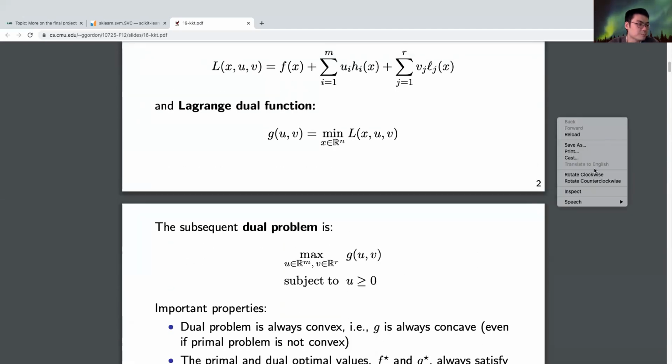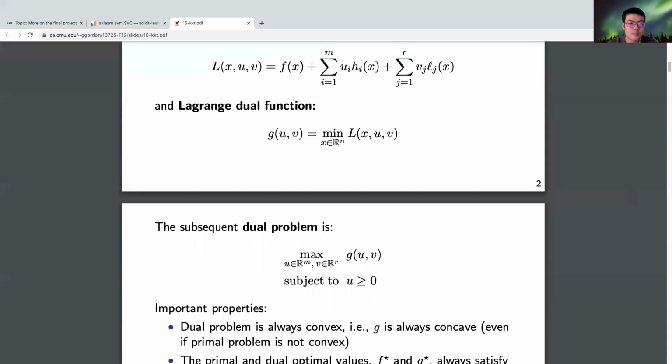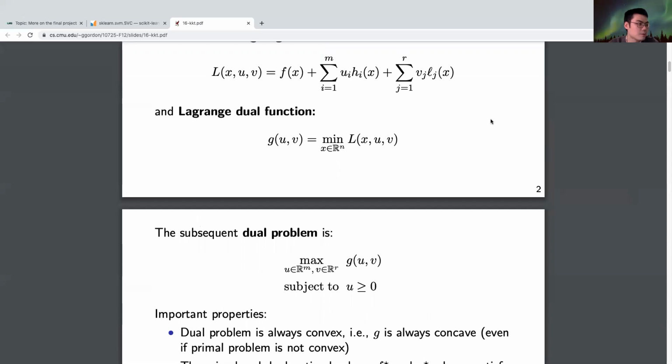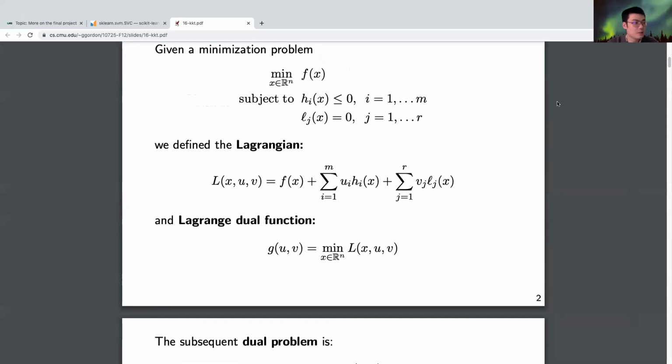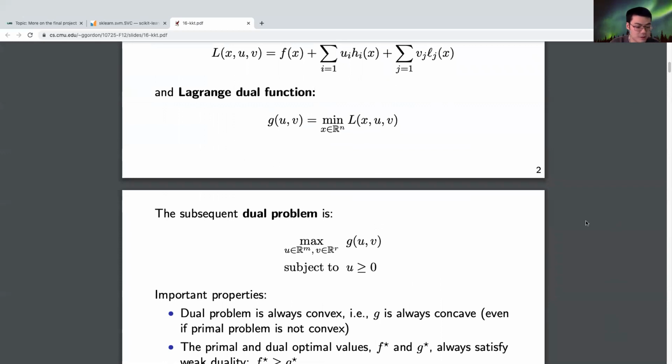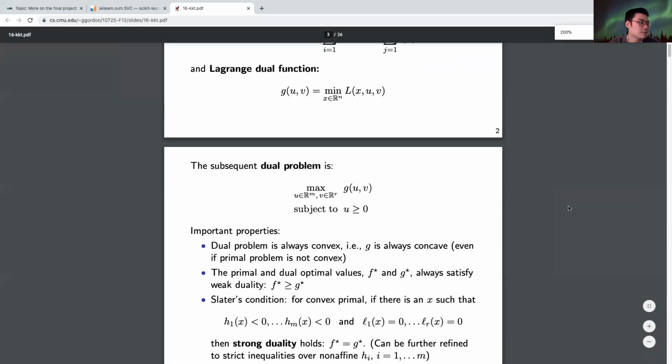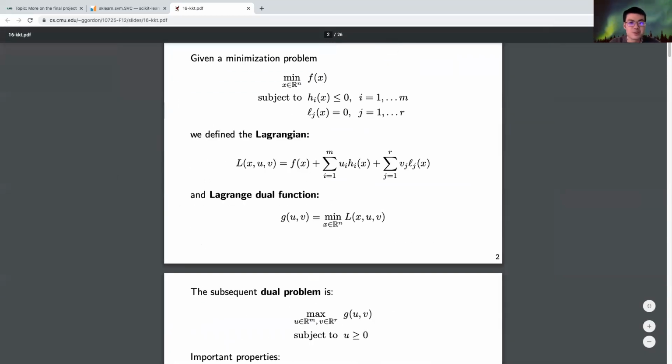So maybe I should move this up. How to make it smaller? Just let me. Yeah, so we need to show all these lines, okay?